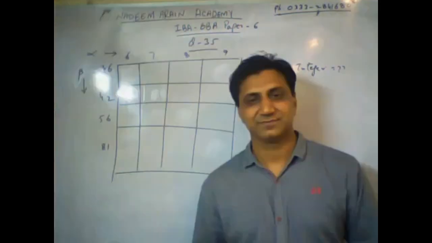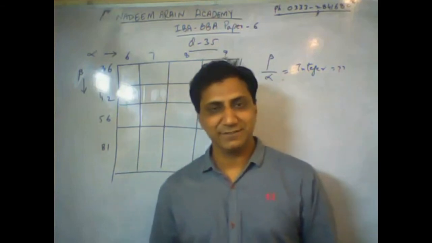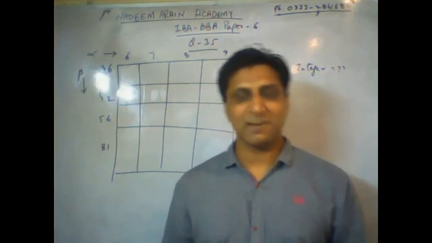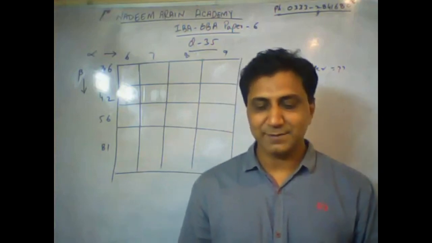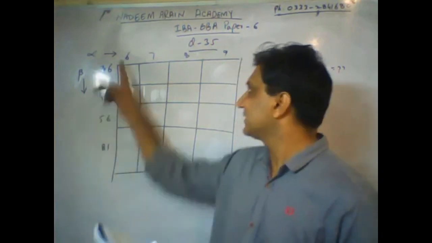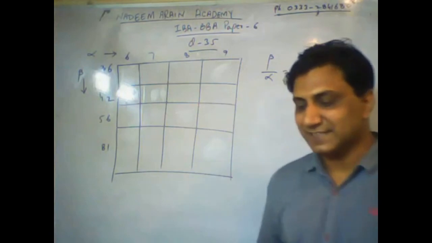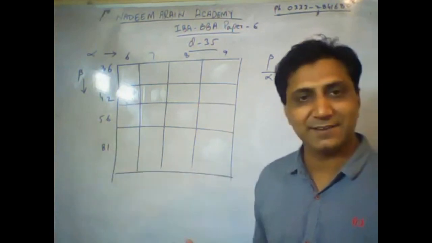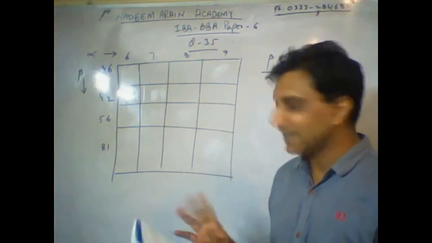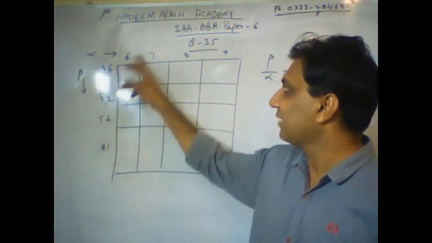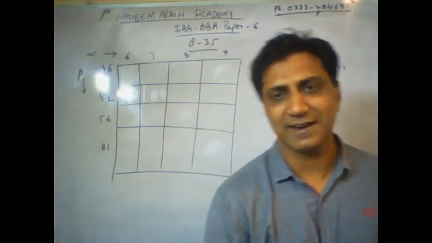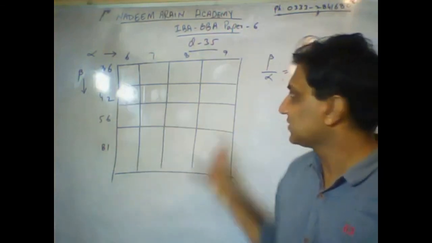Thank you. Hello, this is question number 35 from past paper 6 IBA. Alright, the question says alpha is an integer chosen randomly from the set 6, 7, 8, 9. And beta is an integer chosen randomly from the set 36, 42, 56, and 81. Alright. And what is the probability that beta upon alpha, this divided by this, is an integer, means it should be perfectly divided. All right, so there are these 16 possibilities.